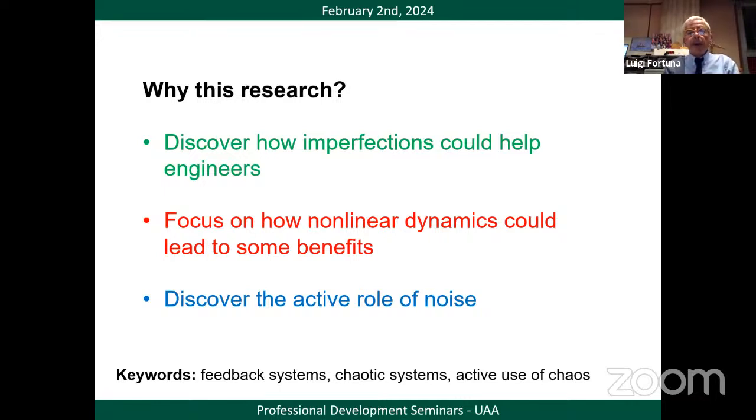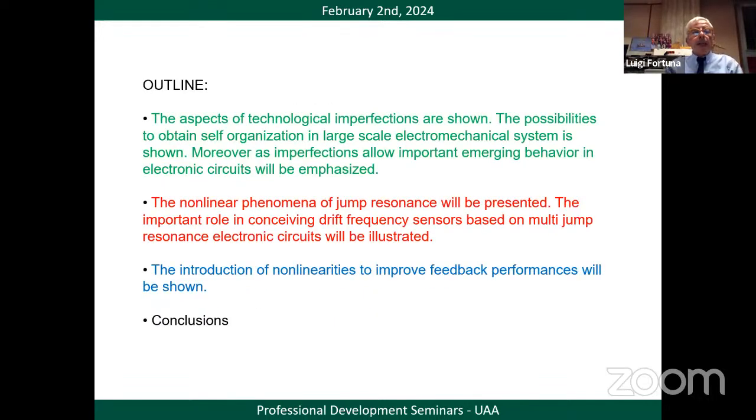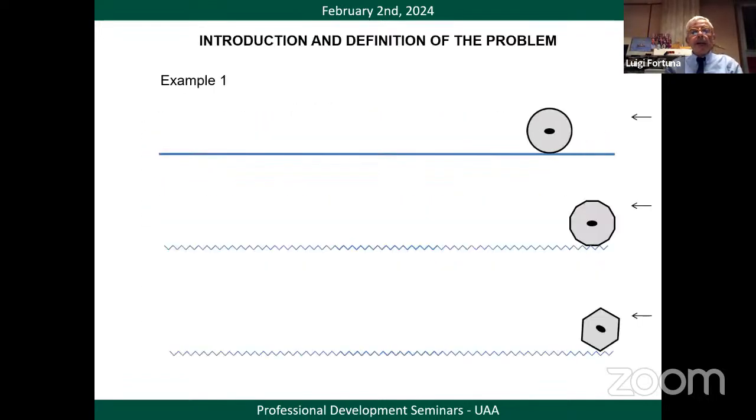Discover how imperfection could help engineers. Focus on how nonlinear dynamics could lead to some benefit. Discover the active role of noise. And the keywords are feedback systems, chaotic systems, and active use of chaos. And we start with this very simple example.